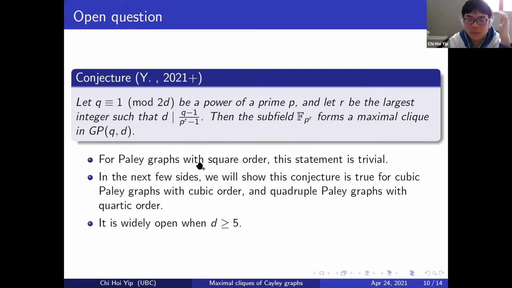For Cayley graphs with square order, we have seen that this statement is trivial because of the trivial upper bound. And in the next few slides, we will show that this conjecture is true for cubic Cayley graphs with cubic order and quadruple Cayley graphs with quadratic order. I forgot to define what cubic Cayley graphs and quadruple Cayley graphs are, but you can guess that they are just 3-Cayley graphs and 4-Cayley graphs. But this conjecture is widely open where D is at least 5.